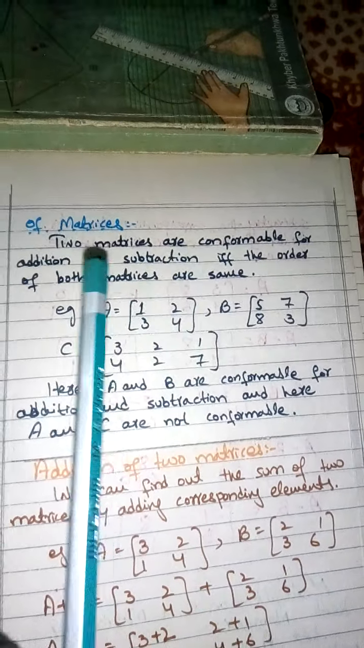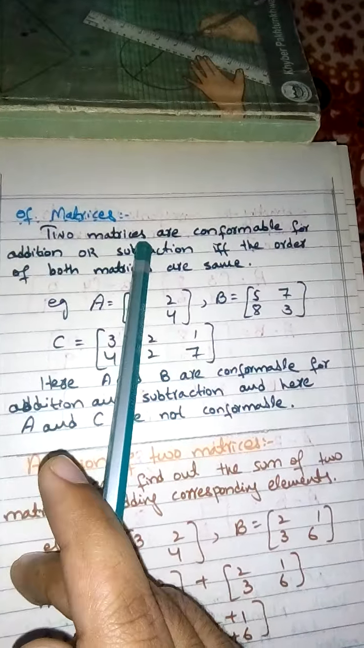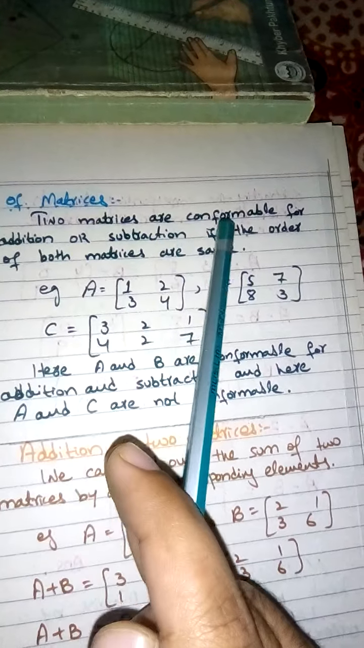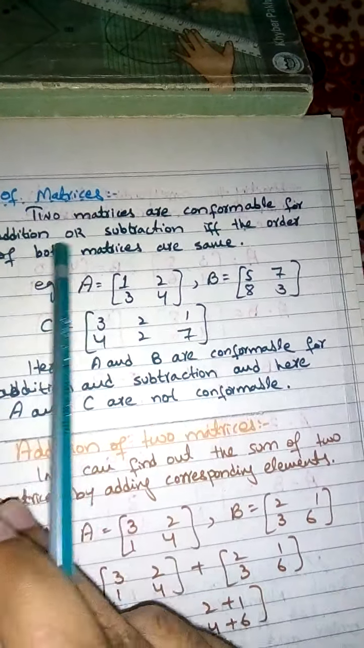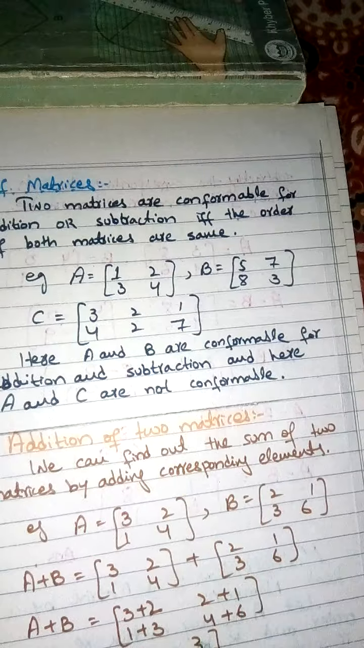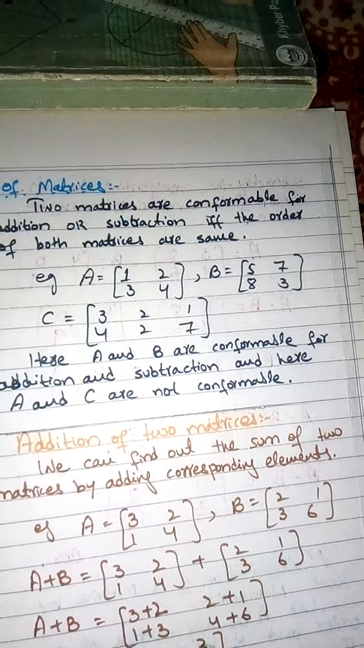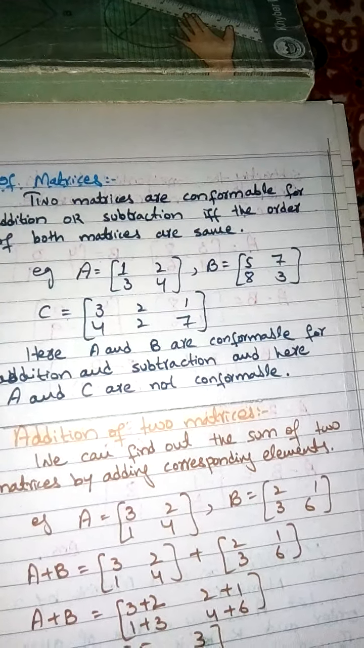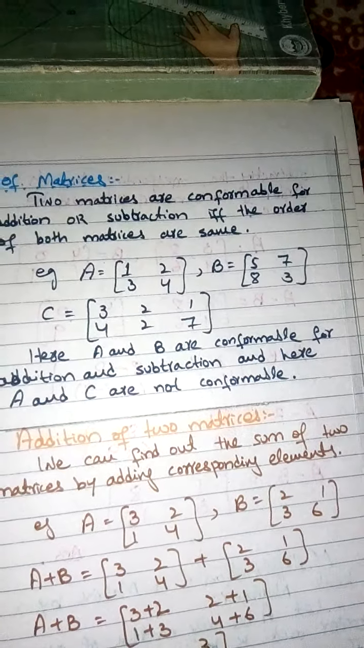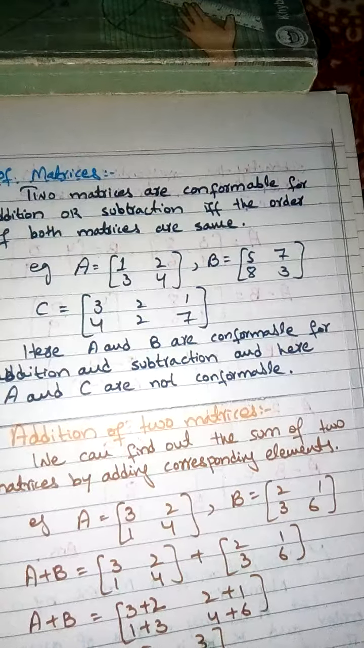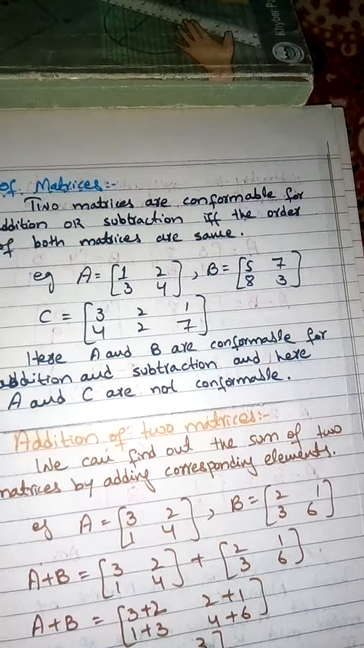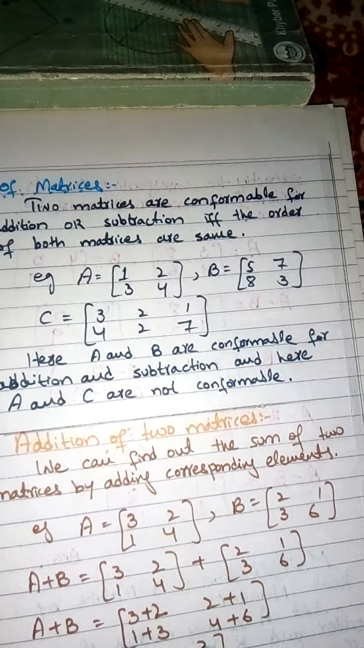According to the definition, two matrices are conformable for addition or subtraction if and only if the order of both matrices is the same. That is, if you want to add two matrices, first of all you will see whether the order of the two matrices is the same or not. If the order is the same, you can add the two matrices, and if the order of the two matrices is not the same, you cannot add or subtract them.